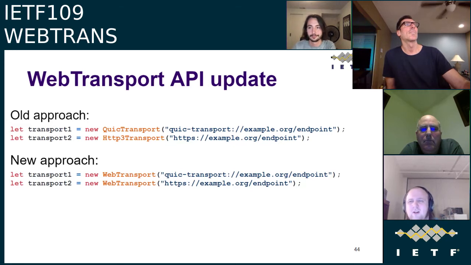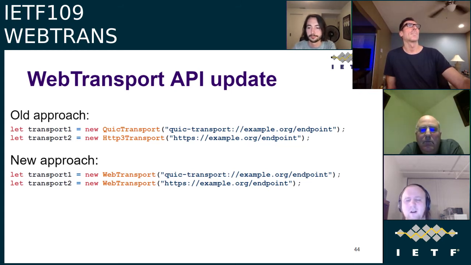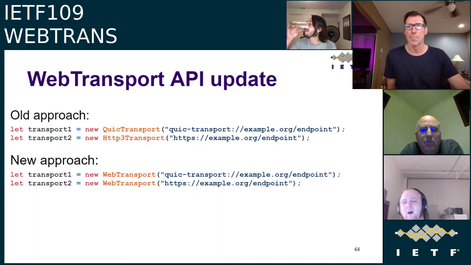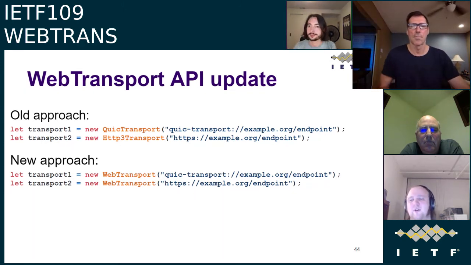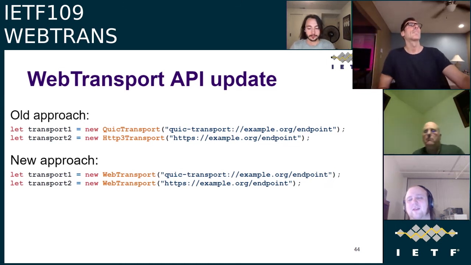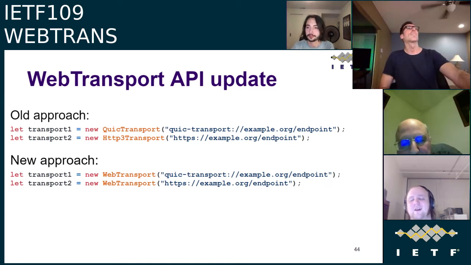So here is, however, there has been some interesting details that happened on the API layer. One thing we did is we updated the API somewhere in September, and that's in the very latest versions of Chrome, where we noticed that there is a very silly redundancy. If you look at the old approach, you'll notice that the choice of transport is indicated twice, once in the constructor name, once in the URL scheme. And of course, that's redundant.